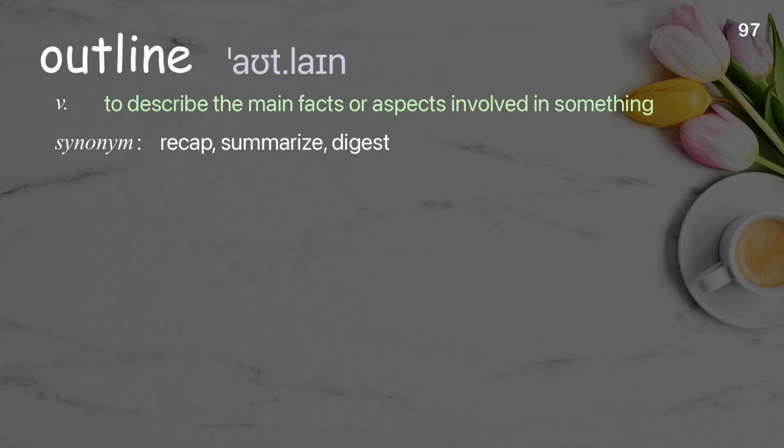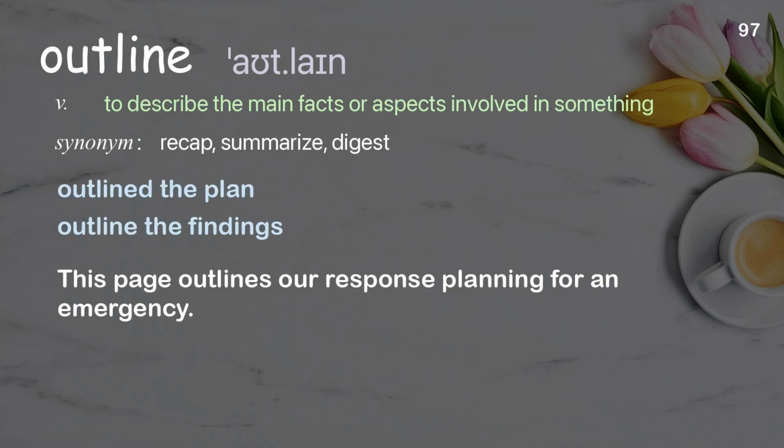Outline. To describe the main facts or aspects involved in something. Examples: Outline the plan. Outline the findings. This page outlines our response planning for an emergency.